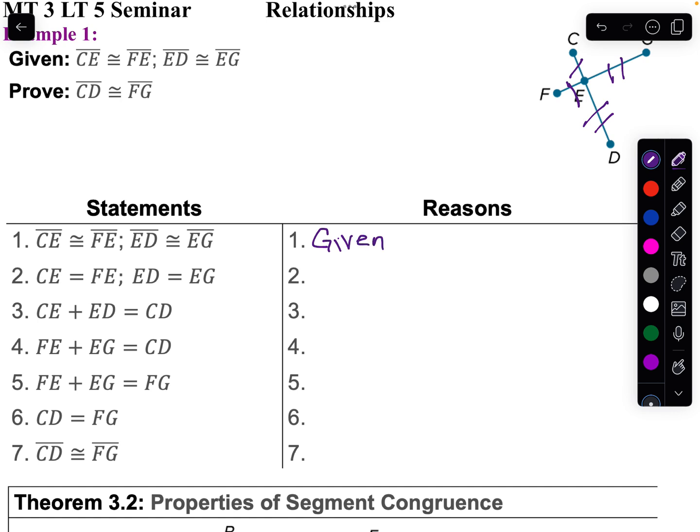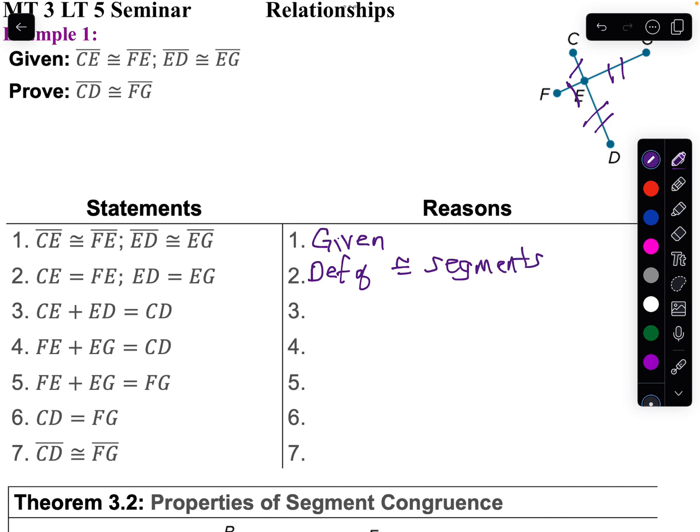And then I'm changing my congruent sign to an equal sign so I can do some algebra. So I can always change a congruent sign to an equal sign. That's going to be our definition of congruence. In this case, congruent segments, we'll say. I can always change an equal sign to a congruent sign and back and forth.